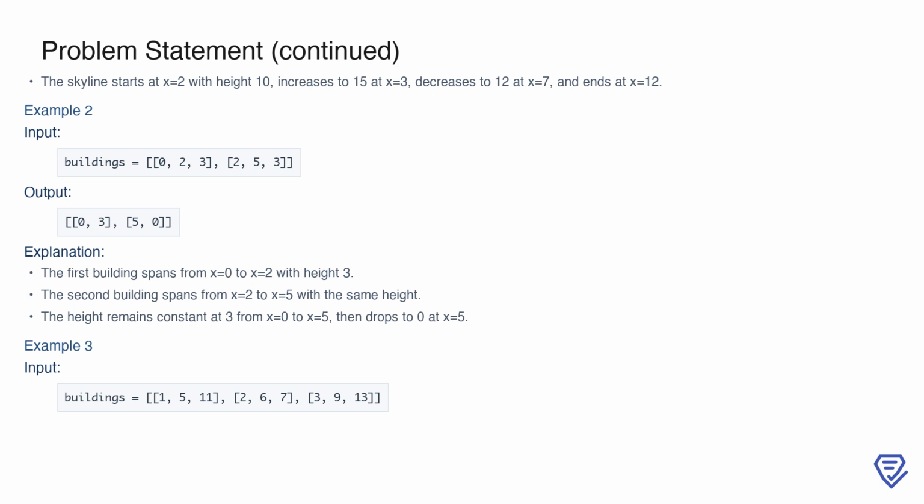Let's consider another example with two buildings, [0, 2, 3] and [2, 5, 3]. Here, the first building spans from x equals 0 to x equals 2 with a height of 3, and the second building continues with the same height from x equals 2 to x equals 5. Since the height remains constant, the skyline simply starts at x equals 0 with height 3 and drops to 0 at x equals 5, yielding the output [0, 3], [5, 0].